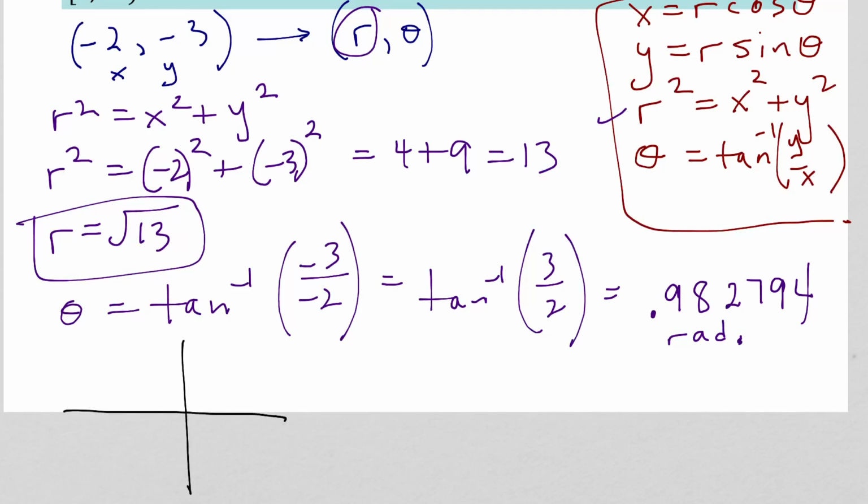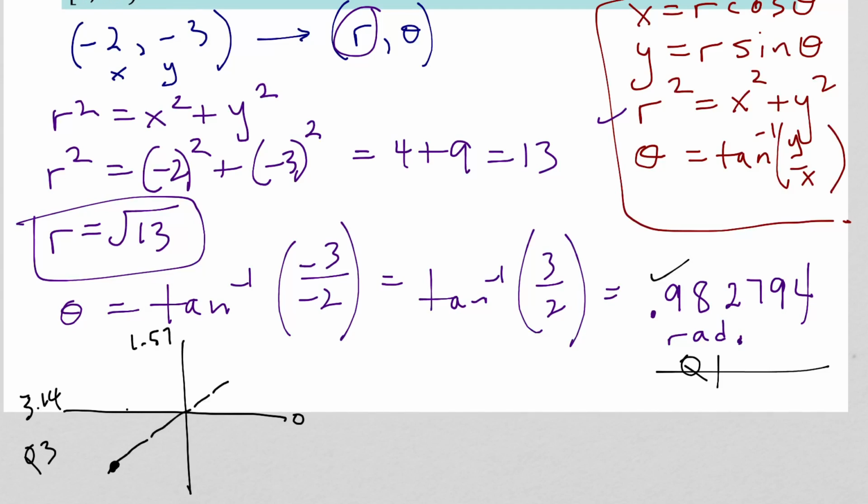I've got negative 2, negative 3, so I'm in this quadrant over here. According to my calculator, theta is 0.982794 radians. Remember, this is 3.14 radians, this is 1.57 radians, which is half of pi. So this number right here is in Q1, whereas my number is in Q3.